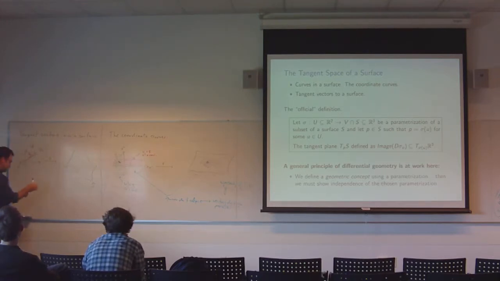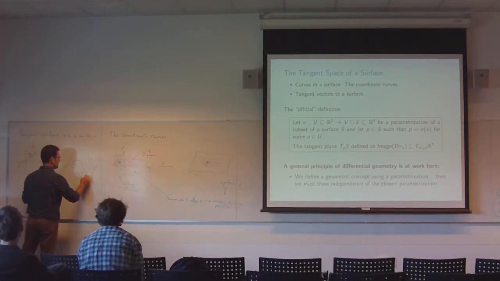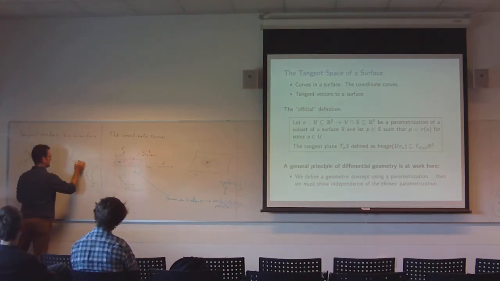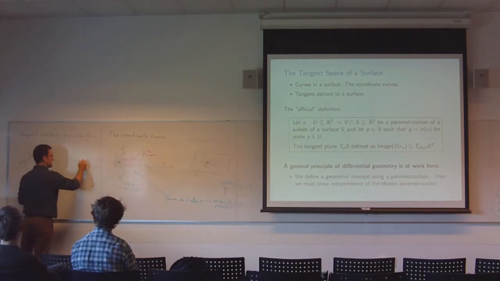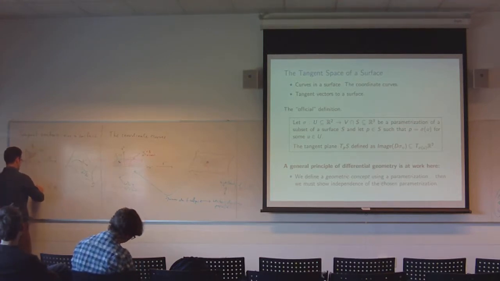Let me push the whole picture over to the surface under the parameterization. So I've got this. This is sigma composed with gamma 0. And let's say this point maps to there, and I get a vector here. Let's call this vector v for now. We have a formula for it from a previous lecture. What's the formula for v?